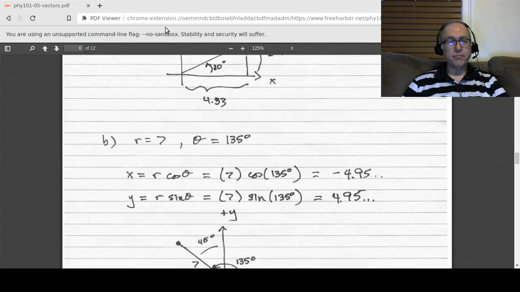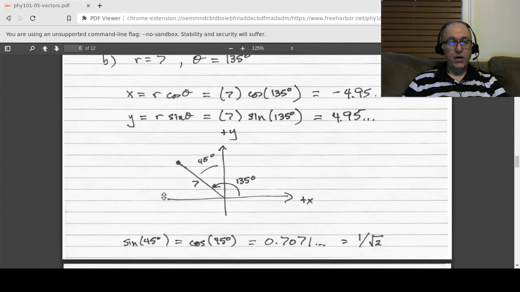Let's do another one. r is equal to 7 and theta is equal to 135. I sketched the vector out right here. So here's my x-axis. Here's my y-axis. Now I'm measuring 135. That lands me in quadrant 2. I'm going to travel 7 meters at 135 degrees. Be very careful. A typical mistake that's made is you'll just pick some angle and measure it. Okay, you'll say, oh, I want to measure it from the y-axis to there, and that's 45 degrees, and I'm going to use 45 degrees in my formulas. No, that's not how it works.